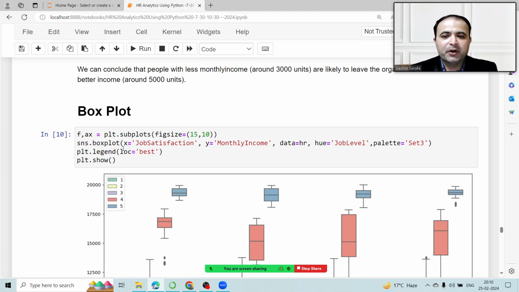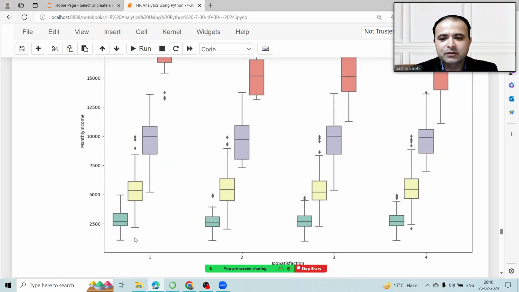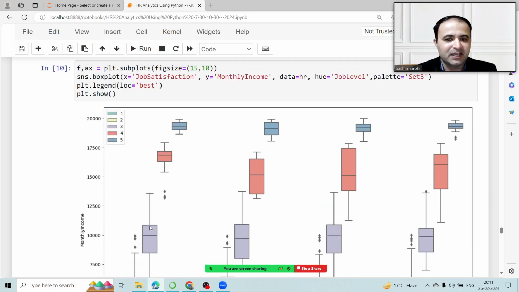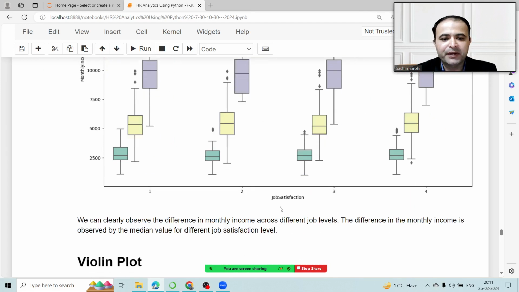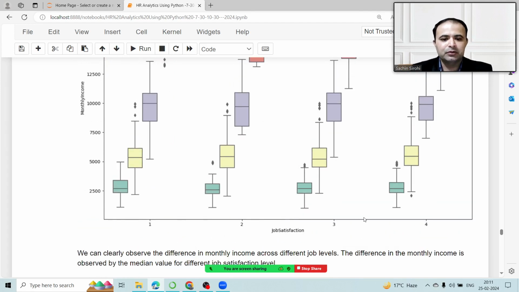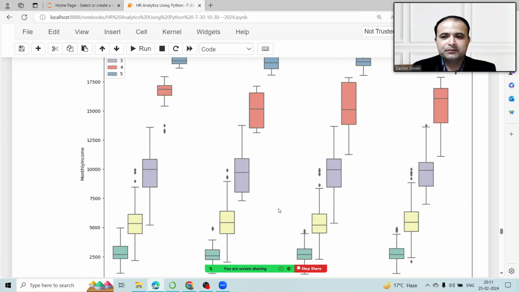So box plot: I have supplied job satisfaction as X, which is independent, and monthly income as Y, which is dependent, and the data is HR, the job level, and the palette. So I have three palettes. I want to check all these things. Job satisfaction is one, two: how satisfied someone is with the job or not, like one, two, three, four.